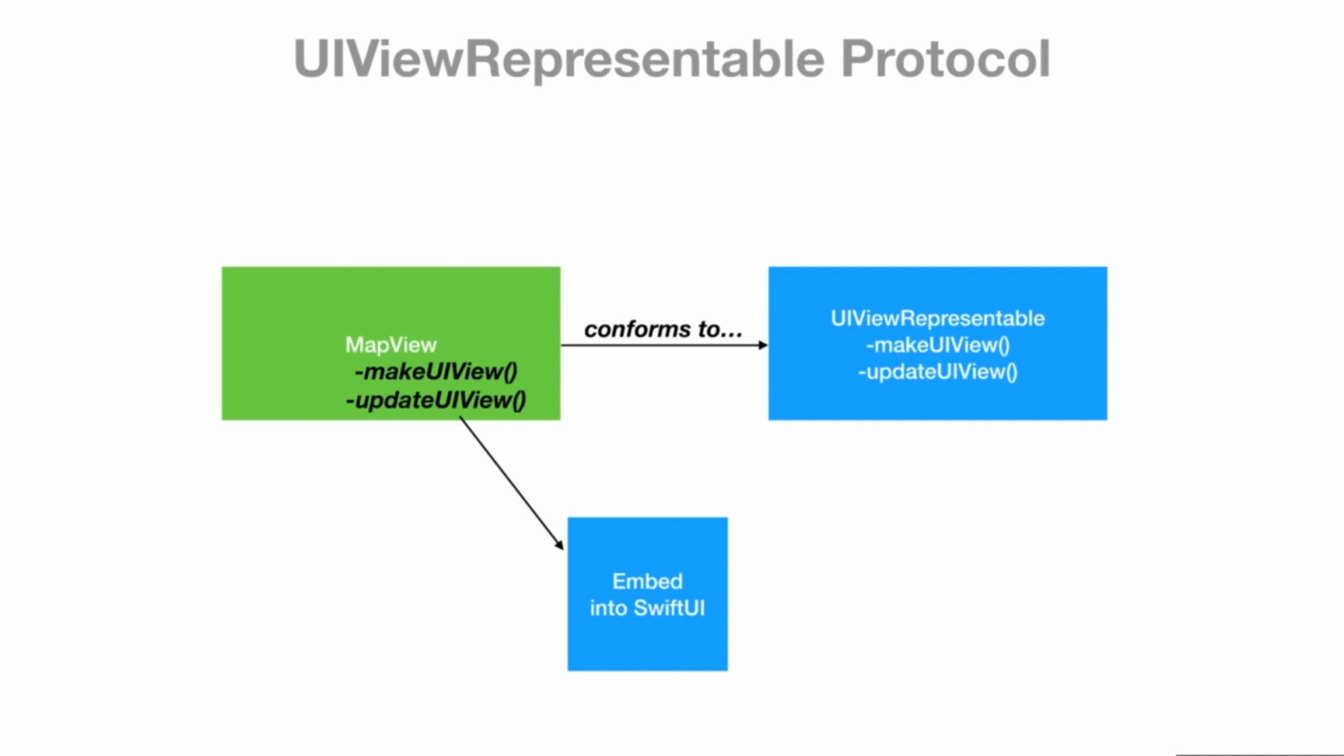So what we're going to do now is create a MapView struct, which will conform to UIViewRepresentable, so that we can create the view, the actual map, and then update that view inside of the SwiftUI view. Let's go ahead and do that.